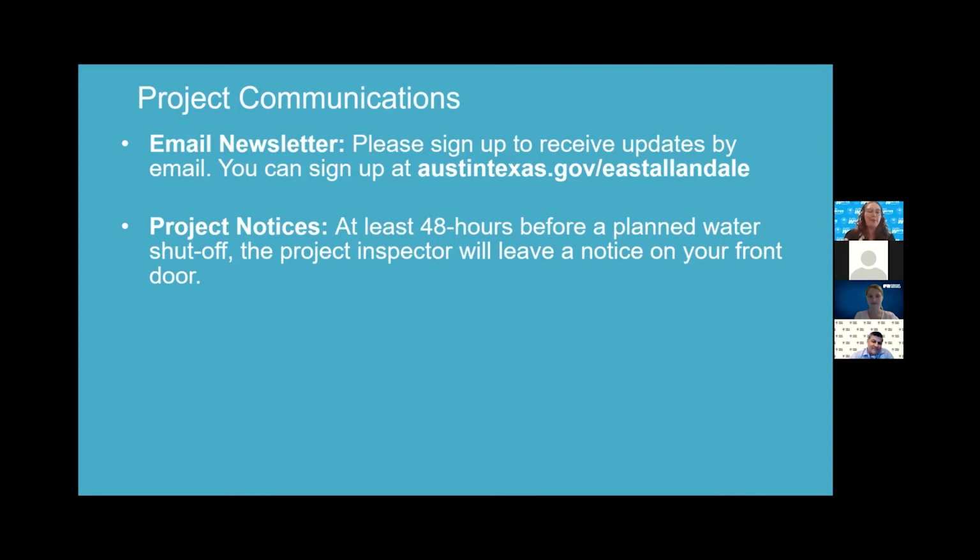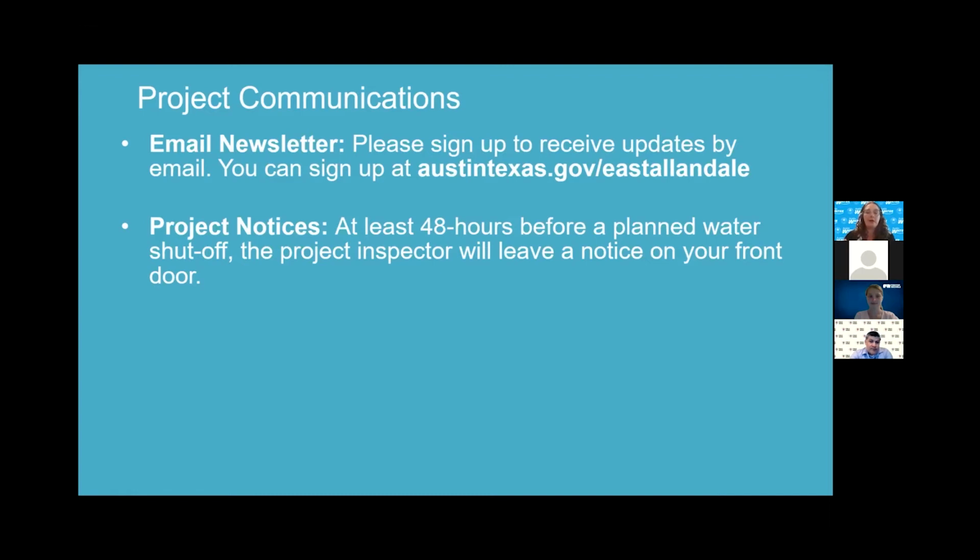I'll just cover a couple of communications items, and then we'll be getting into our Q&A session. Mary dropped into the chat earlier a link to our project website. It's austintexas.gov/eastallandale. That's where information and the maps are. There's also on that page a link where you can sign up to get email updates about the project. That's where we'll send out updates when we're going to be moving to a new section, when there are planned water service outages, or just other news about the project. So I encourage you to sign up to get those updates directly.